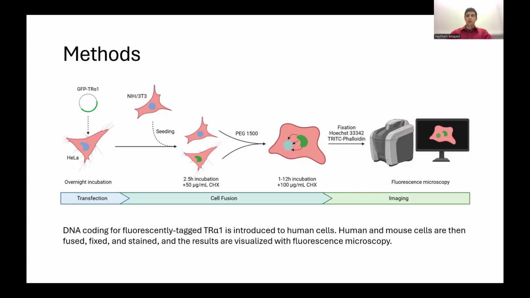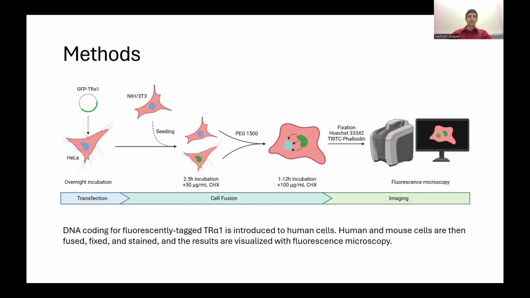Basically, what we're doing is we're creating a hybrid cell that has a nucleus from both a human and from a mouse. And the way we're doing this is we're transfecting, or we're introducing a little piece of DNA that has the protein that we want to express. So either the natural version, the wild type version of TR alpha 1, or what we call mimics that are mimicking the chemical properties of the acetylation and non-acetylation mimic.